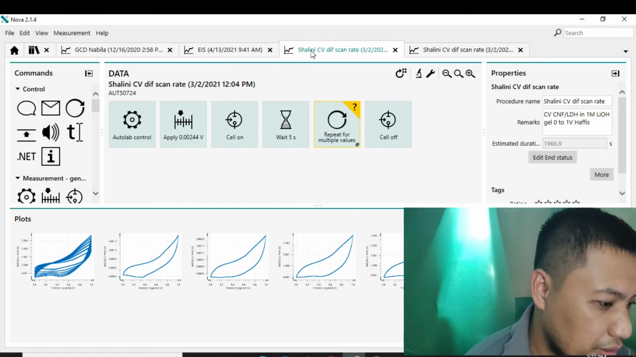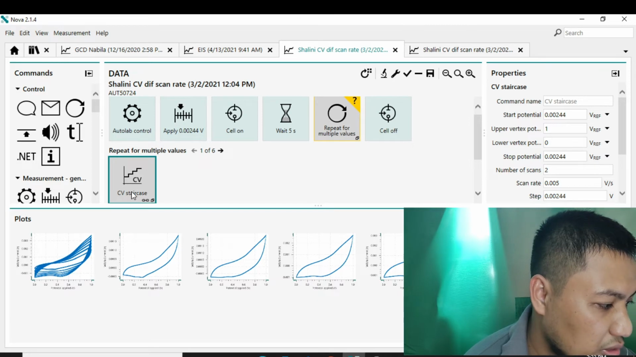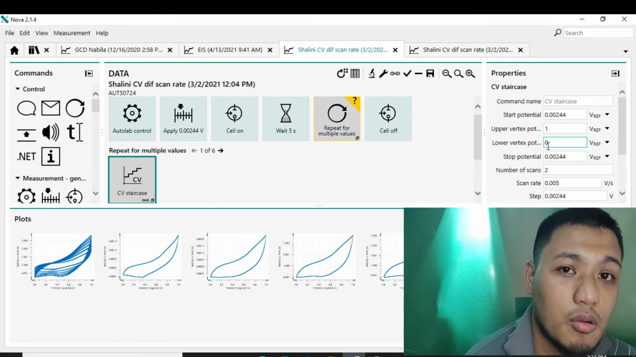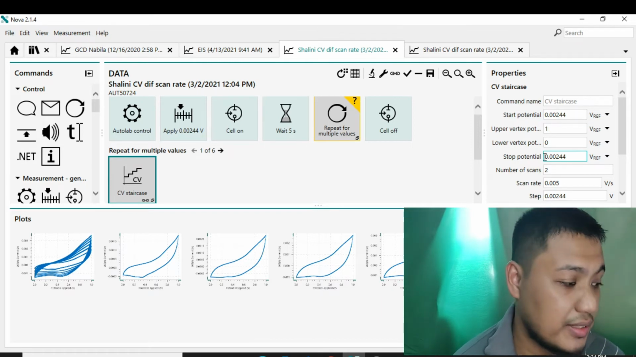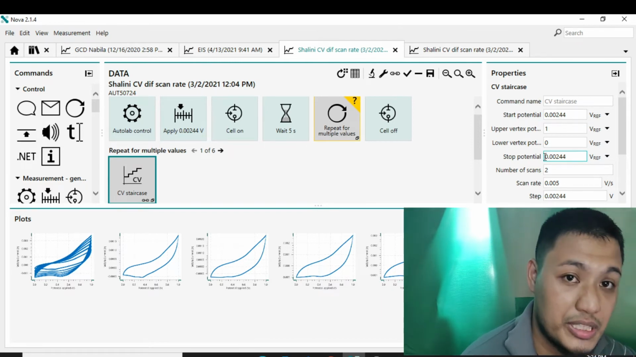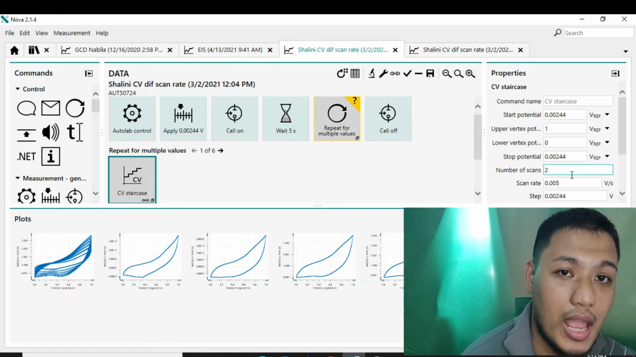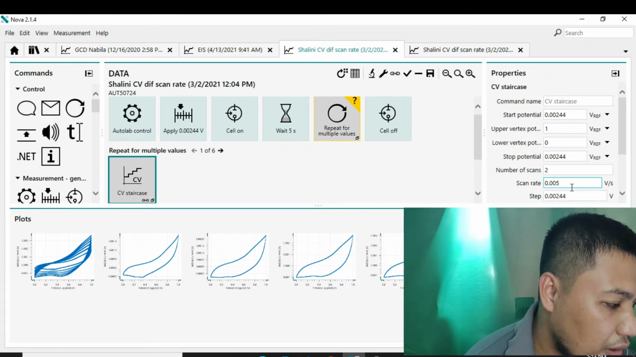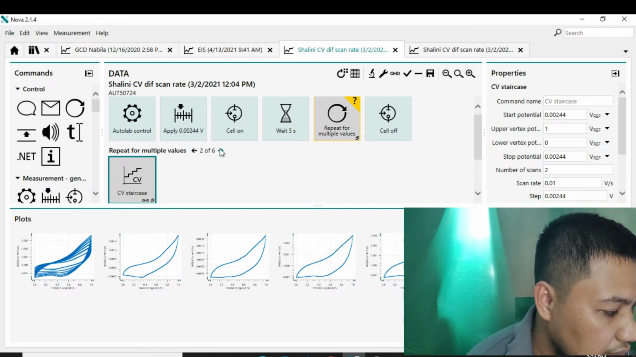So what you need to do in the software here is click repeat for multiple values and click CV staircase. Here, start potential is 0, upper voltage 1, lower voltage 0, stop potential 0. It's almost the same as the individual CV curve. The only difference is the number of repetitions. The number of scans is 2 because we only take the second scan for every scan rate. For example, the scan rate is 5 millivolt per second for number 1. Next, number 2 is changed to 10 millivolt per second. So we repeat for 6 times.